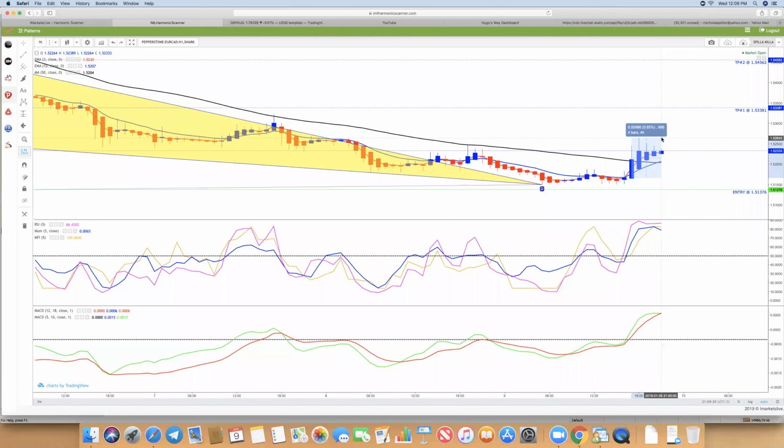This was 4 hours, 98 pips. It's really two. It was really two. It was 98 pips at this count. It was 2 hours. It went 97 pips in 2 hours.